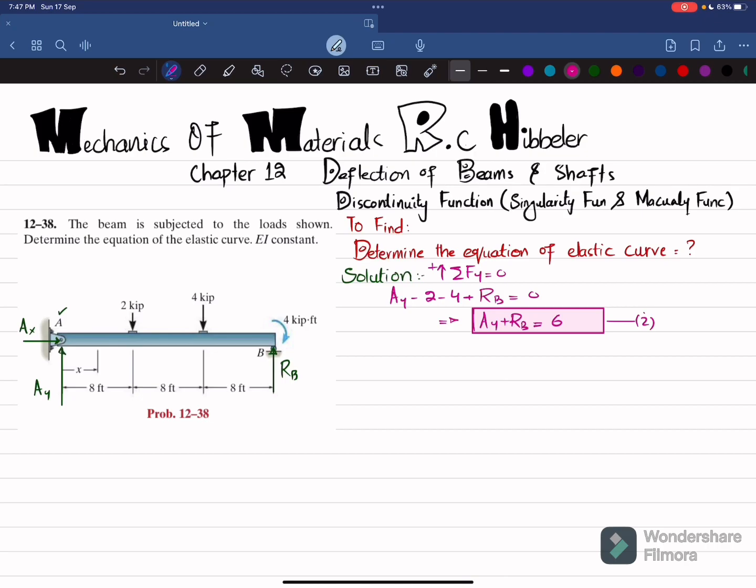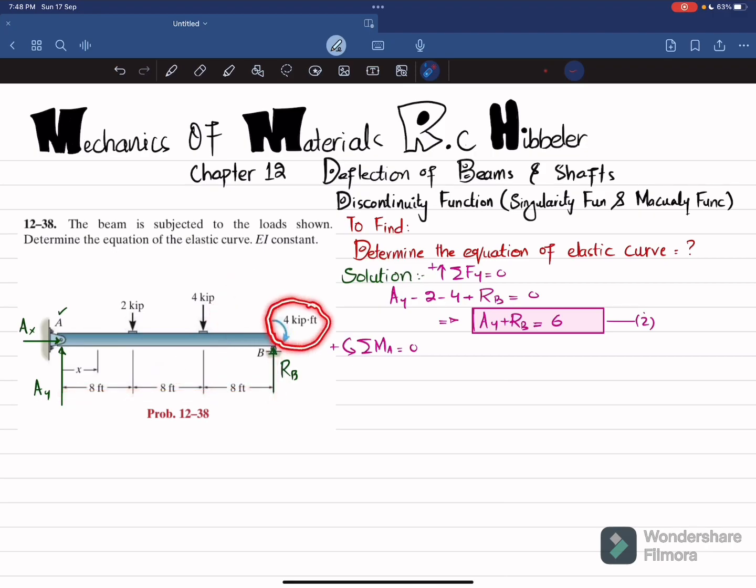Now we will apply another equation of equilibrium, that the sum of all moments about point A is equal to 0, taking the counterclockwise moment as positive. This is point A, so these two forces are passing through point A, therefore they are not producing moment. The first moment about point A is 2 into perpendicular distance 8, and this is producing clockwise, so it will be negative. The second moment will be due to this force into perpendicular distance 16, and this is also clockwise, so it will be negative. And the third moment is produced due to this load RB into perpendicular distance 24, and it is producing counterclockwise, so it will be positive.